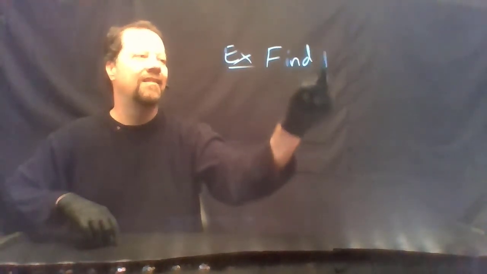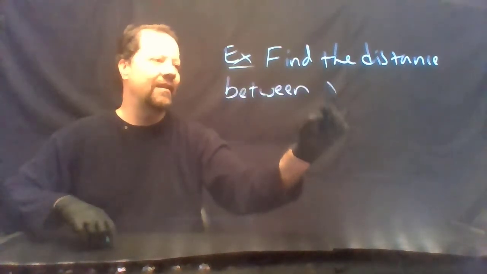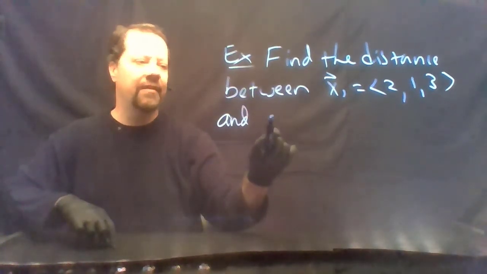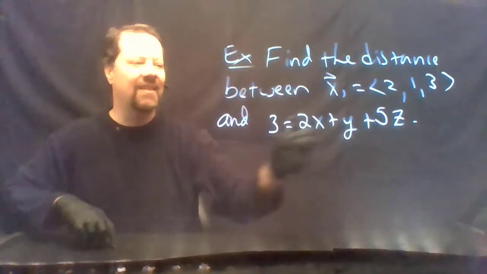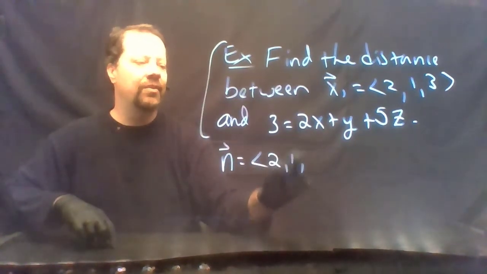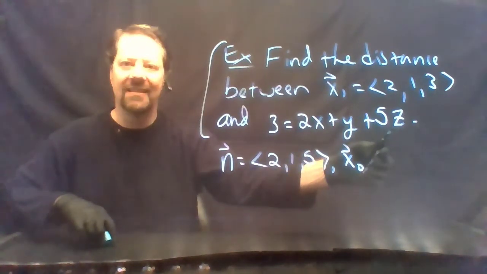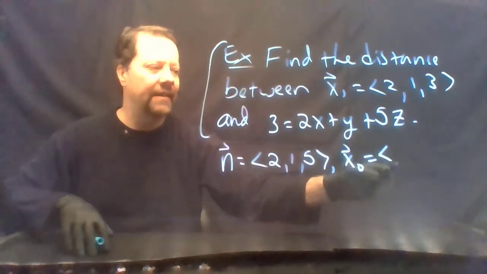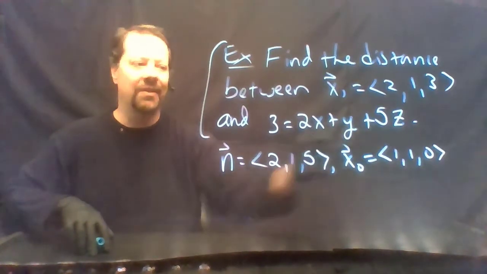Example. Find the distance between x1, which we'll have as 2, 1, 3, and the plane, let's say 3 equals 2x plus y plus 5z. Notice that the normal vector is the vector 2, 1, 5. We have everything except for the point x0. We need one point that lies on this plane. And try to be lazy. Try to choose something simple, something not too complicated. How about 1, 1, 0? If x is 1 and y is 1, that gives you 3 already, so you have to make z equal to 0 to make the equation true.